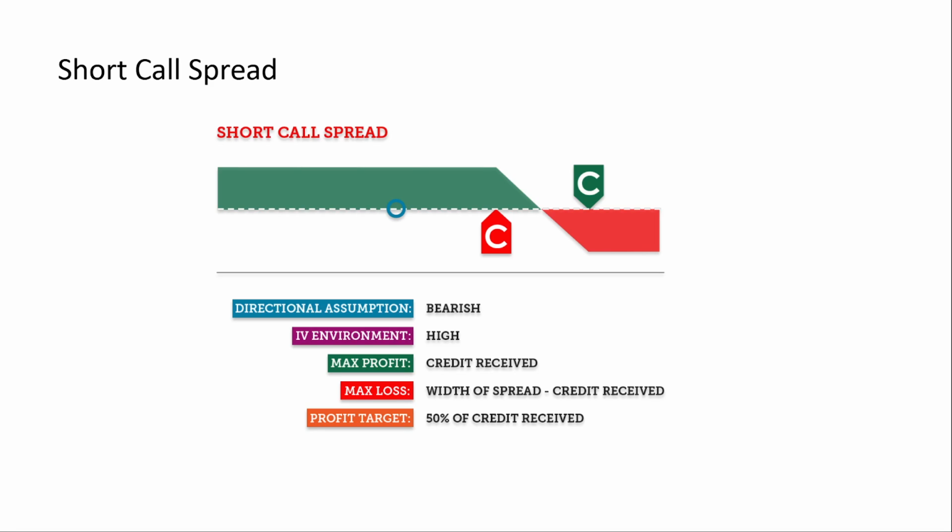The maximum loss is going to be the width of the spread, aka the difference between the call sell and the call buy. And for the profit target, we can start from 50% of the credit, and the other option is to just let it expire and receive the credit, the max profit.